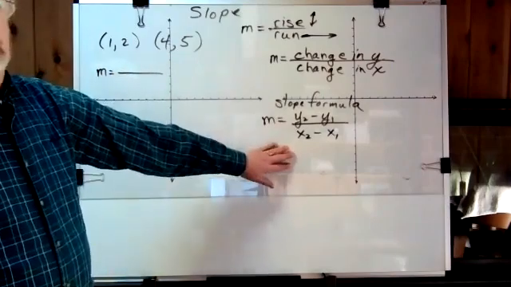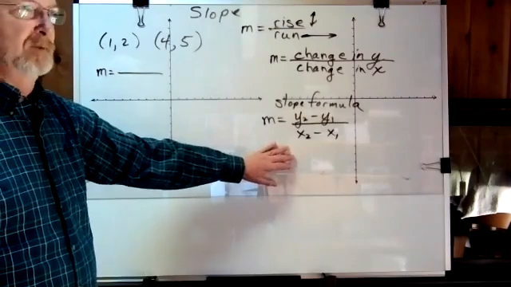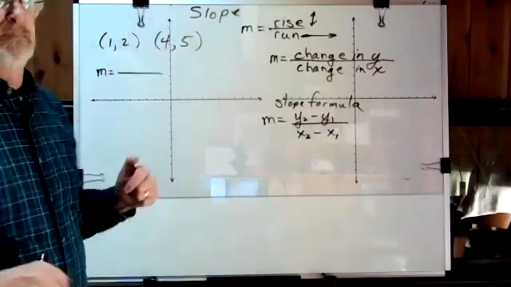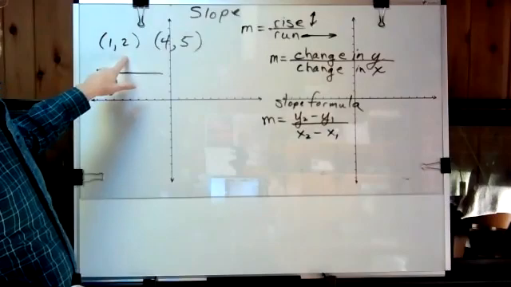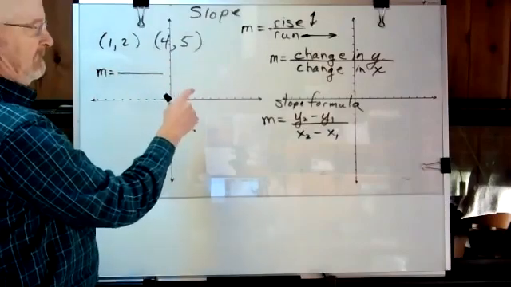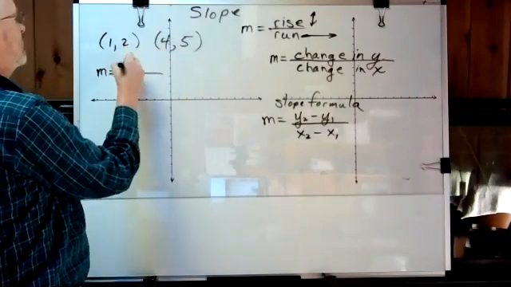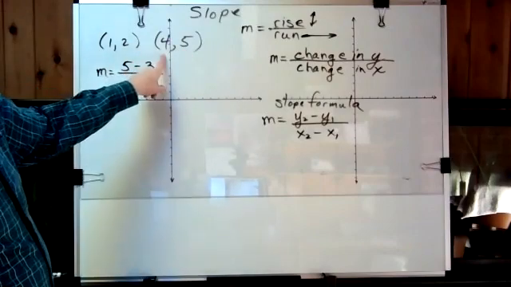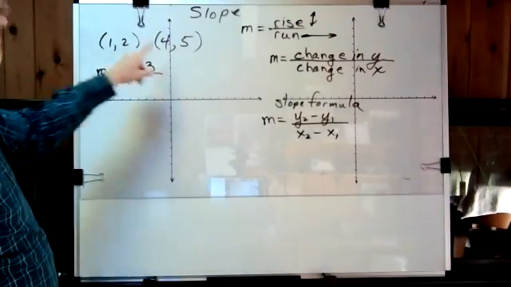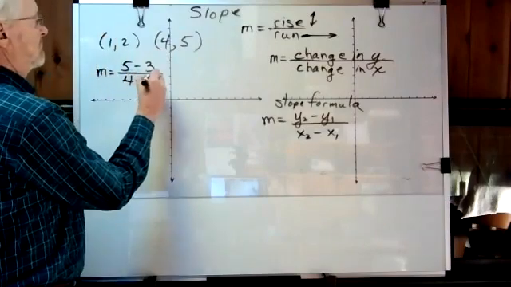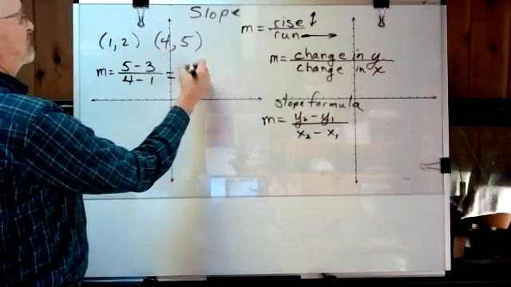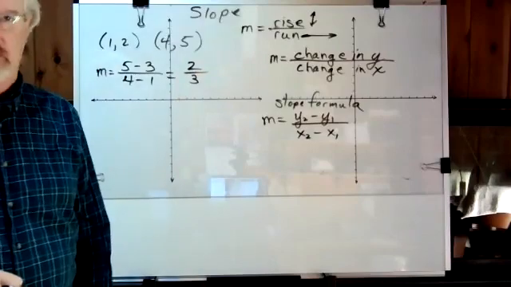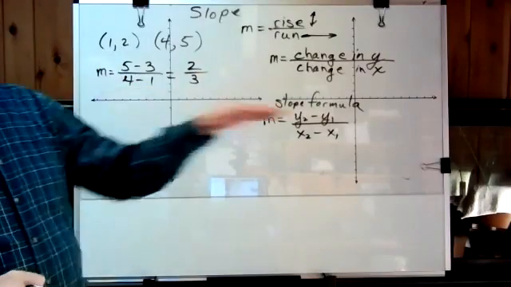Here's my formula. You probably want it handy for a while till you get real comfortable with this, but make sure you put the y values on top. Difference in the y's. It doesn't matter which one, but I'm going to call this point 2 and this point 1. So change in y, right? 5 minus 2. Change in x. I started here with y, so I have to start here with x. Very important. 4 minus 1. So 5 minus 3 is a 2. 4 minus 1 is a 3. That line would have a slope of 2/3. Going up 2 for every 3 units.